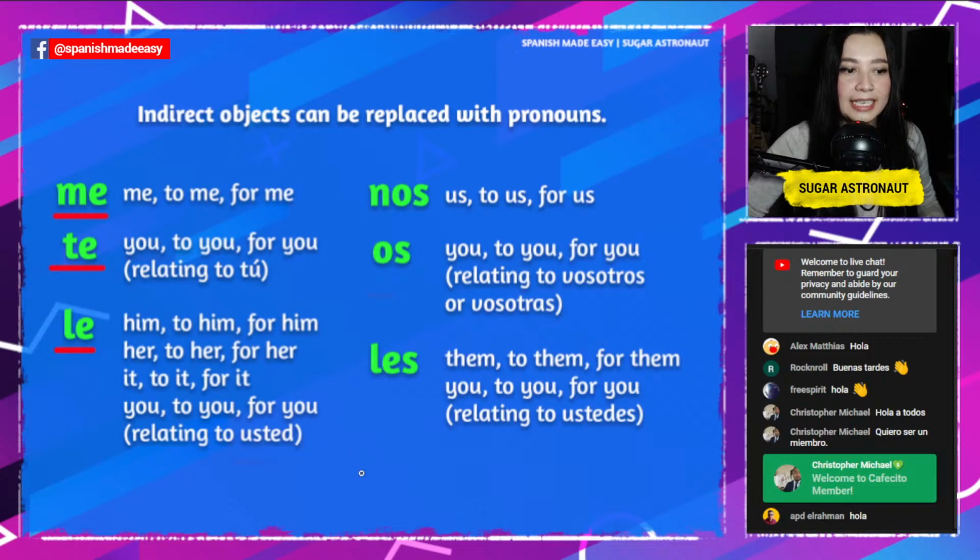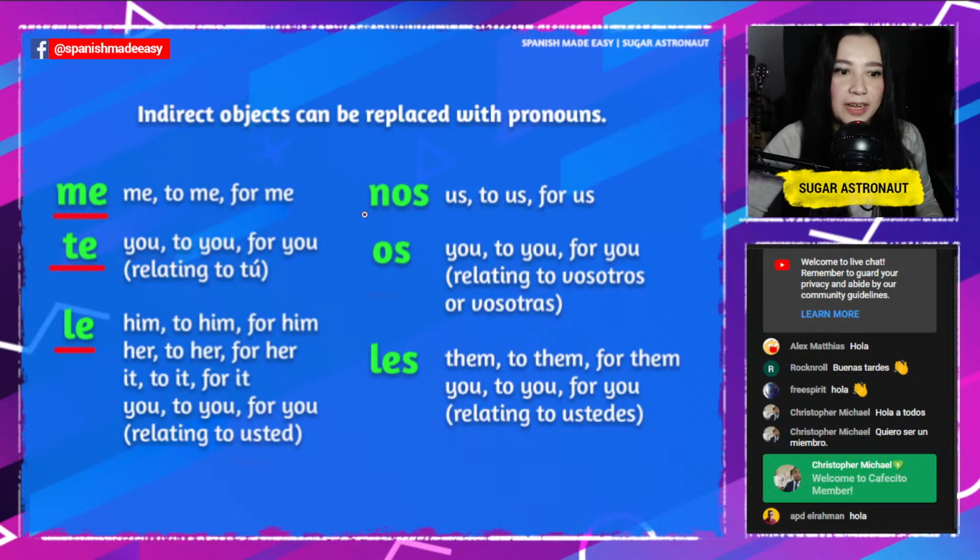Le means him, to him, for him, her, to her, for her, it, to it, for it, you, to you, for you. When we're talking about you, it's a formal you, so it relates to usted. Le is different from te. Te also means you, to you, for you, but te is for informal situations. Le is for formal situations. Very similar, but it relates to usted.